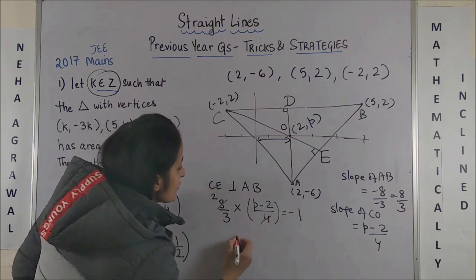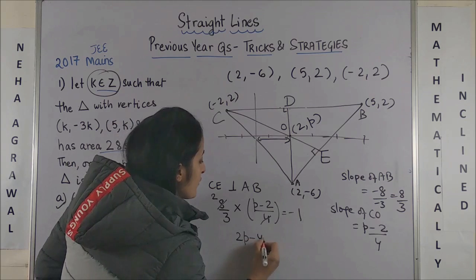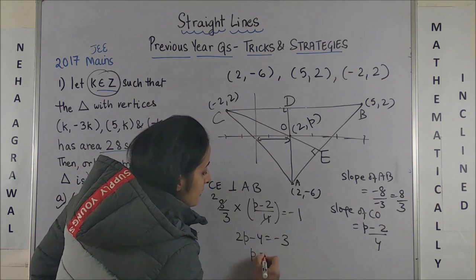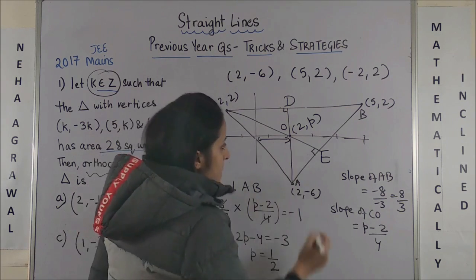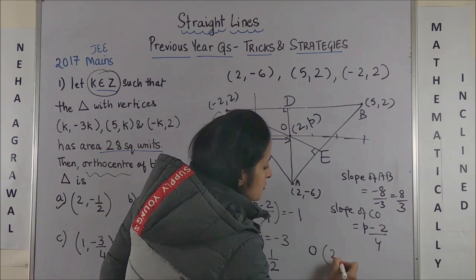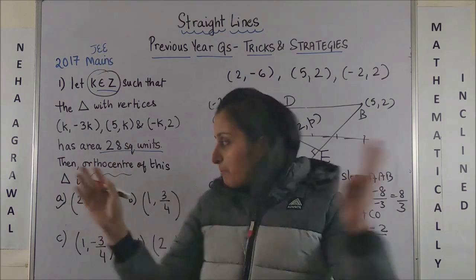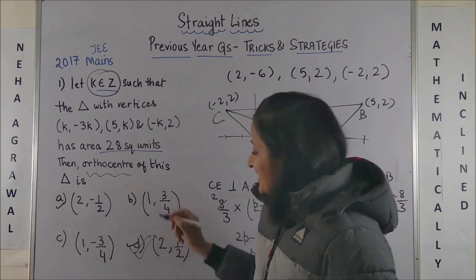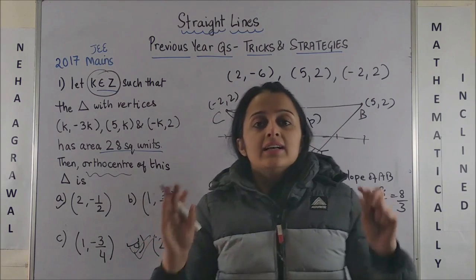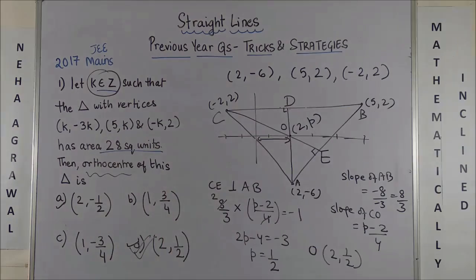So as I solve this, this becomes 2P minus 4 is equal to minus 3. You get P is equal to half. That means your orthocenter is (2, half), and bingo, that's the correct answer. So D is the answer. So please have a look.